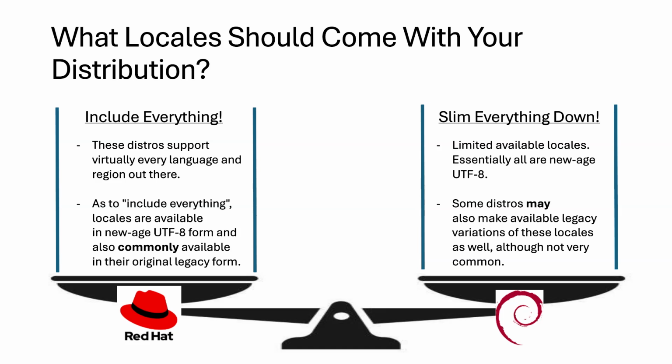The philosophy of include everything essentially mandates that all available system locales have a new age UTF-8 version and an original legacy version for the sake of compatibility. On the other side of the aisle is the slim everything down philosophy. For these distributions, not many locales come pre-compiled as it is. Having unnecessary legacy versions of locales for the rare case that something may need it is considered sacrilegious. Although distributions such as Ubuntu do provide facilities to compile locales with these legacy encodings.